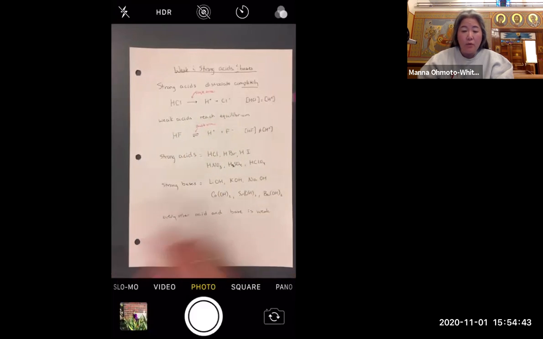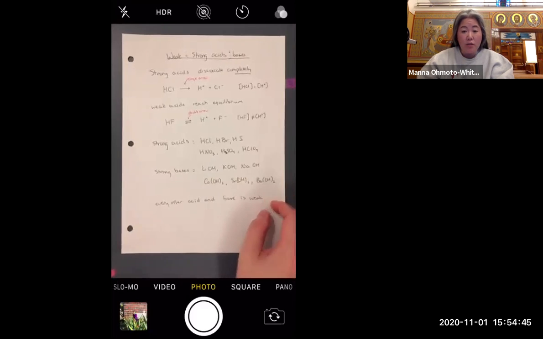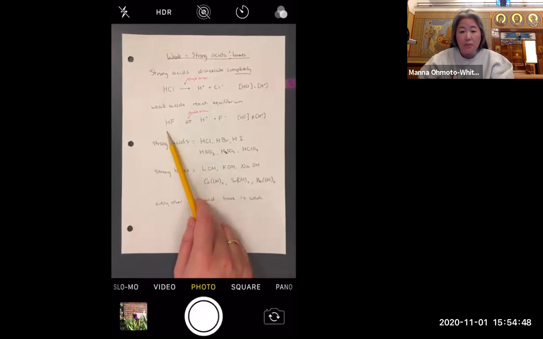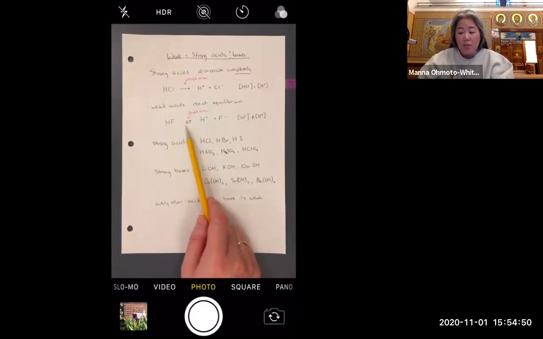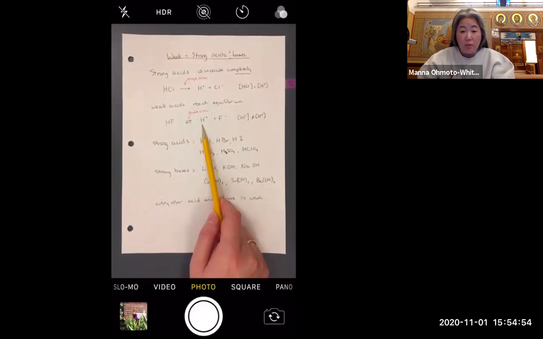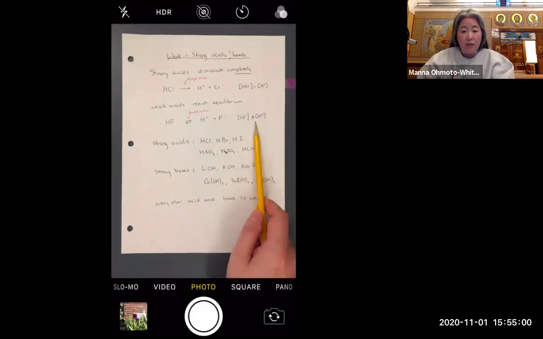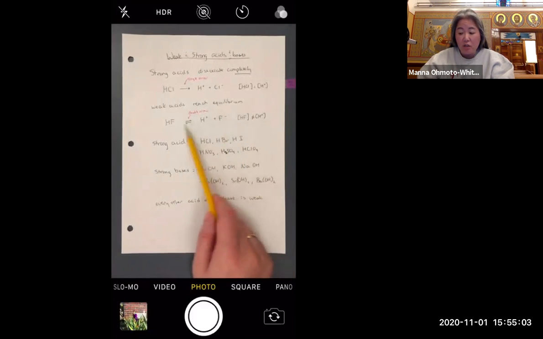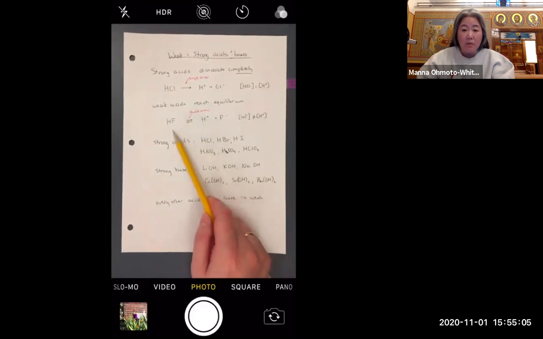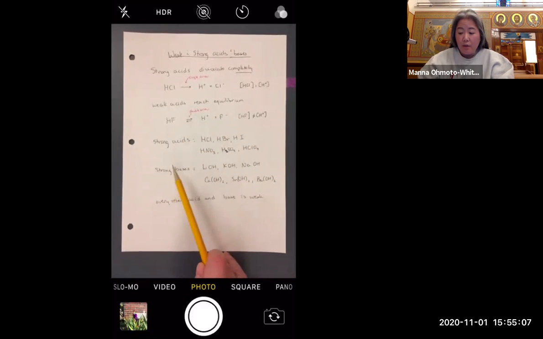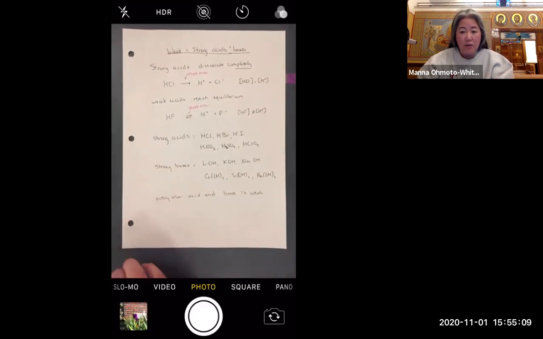Weak acids, however, reach an equilibrium. They do not dissociate completely. HF is an example. So hydrofluoric acid, when it dissociates, there's a double-headed arrow to show that it reaches equilibrium. And so my initial hydrogen fluoride concentration will not equal my final hydrogen ion concentration because some of it will stay as HF. There are 6 strong acids that you have to know.